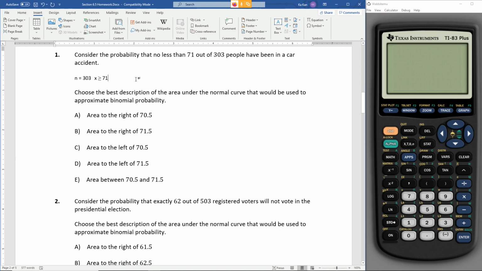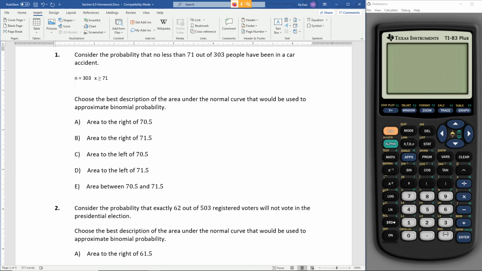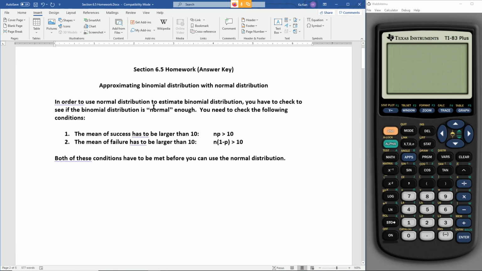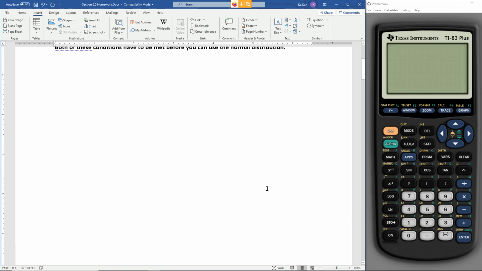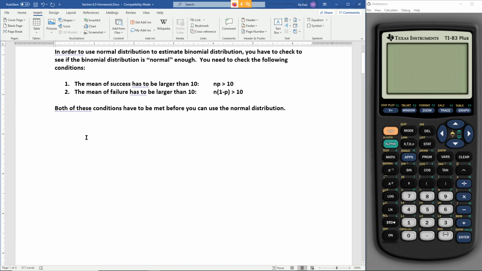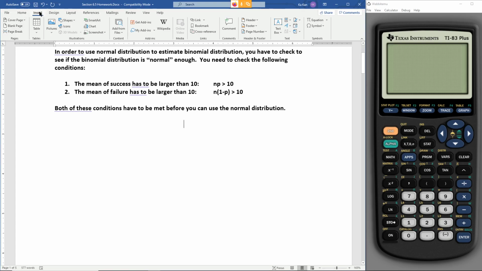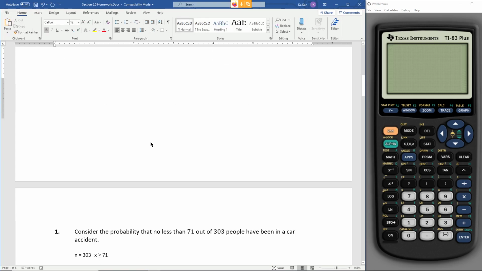So the game is this, right? We need to see if we're going to use this as a normal distribution. We have to check whether or not this is going to fit the normal distribution. I know the question is not asking for that, but it's probably good just to do it anyway. Let me show you this particular trick here.